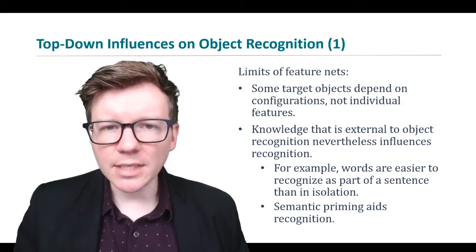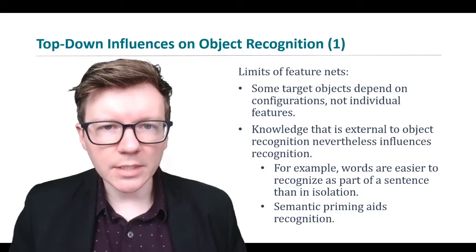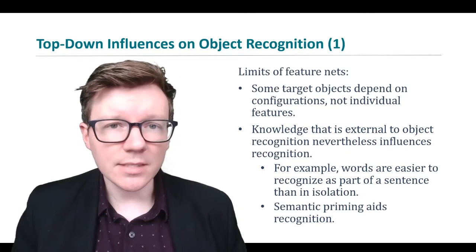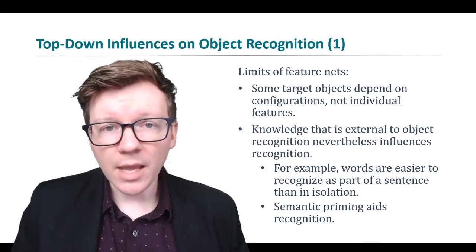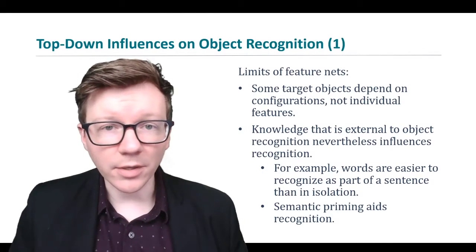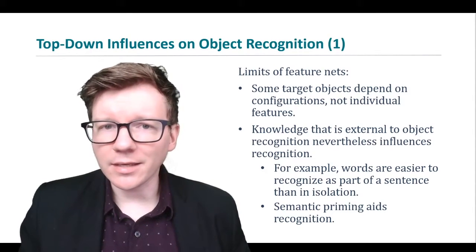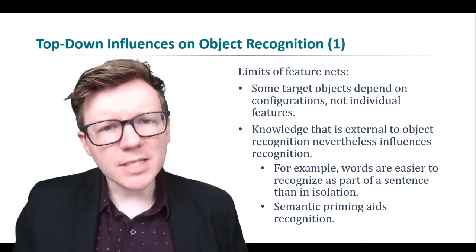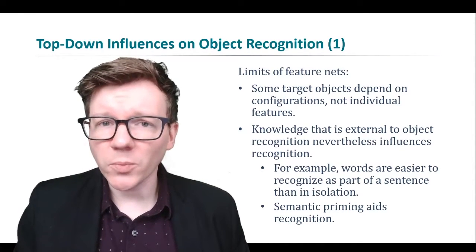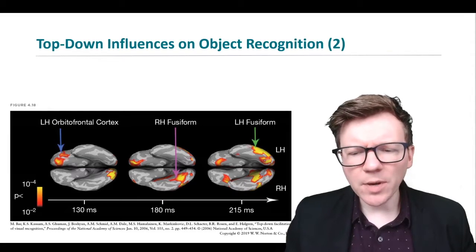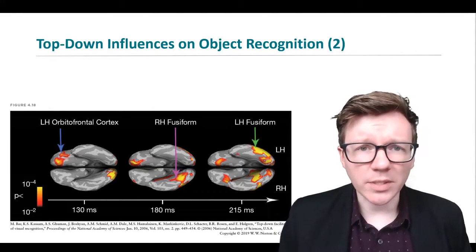Additionally, this pre-existing knowledge can influence object recognition, like how words are more easily recognizable within the context of a sentence than completely alone, or the example that we had talked about, how letters within a word are more easily detected than a singular letter, as well as how semantic priming can influence recognition. And semantic priming is something that we're going to get into a little bit more in memory a few weeks from now.